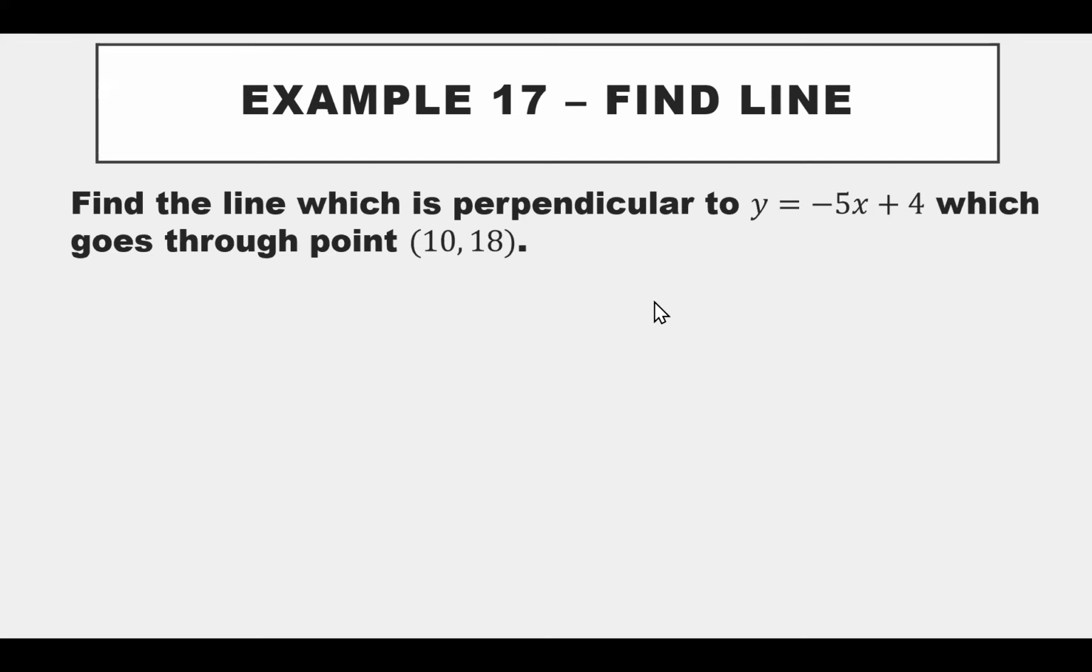Let's do one more example like that. Let's find the line which is perpendicular to y equals negative 5x plus 4, which goes through the point (10, -18). So we're going to find a line which is perpendicular to y equals negative 5x plus 4, and which goes through the point (10, -18). Push pause on the video if you'd like to try this on your own.